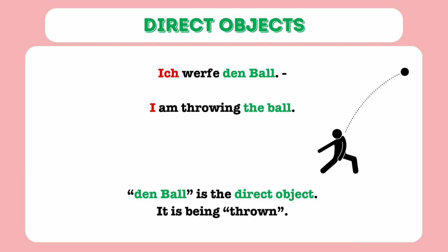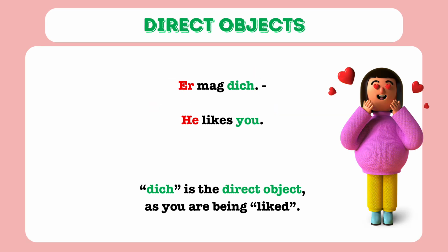For example, ich werfe den Ball. I am throwing the ball. Den Ball is the direct object. It is being thrown. It's the object of the sentence. It is den Ball instead of the normal der Ball. Er mag dich. He likes you. Dich is the direct object, as you are the one that is being liked.